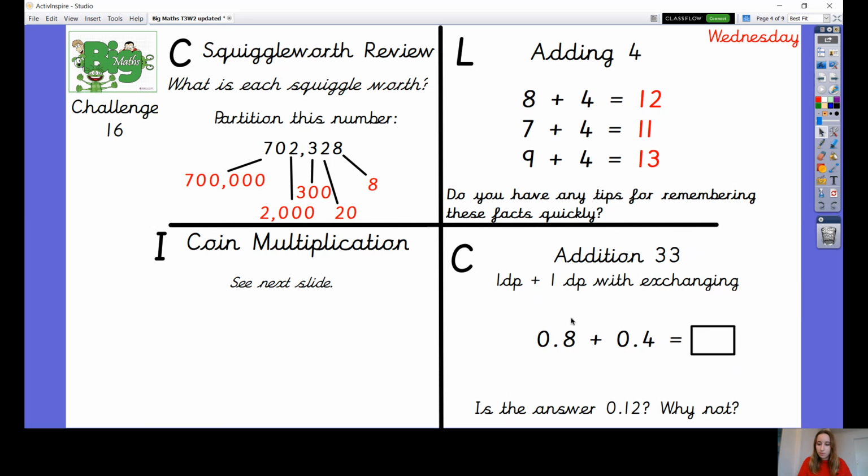Have a go at this calculation in your book. Write it out and write what you think the answer would be, what the total of these two numbers would be. And we know it isn't 0.12. Play the video again once you want to check your answer. So 0.8 add 0.4 equals 1.2. Check your answer and see how confident you are with these CLIC skills today.